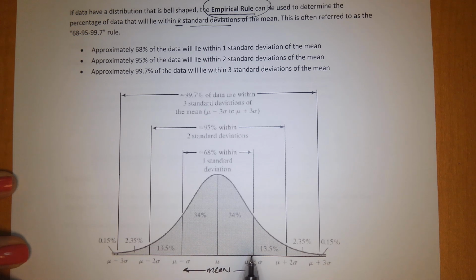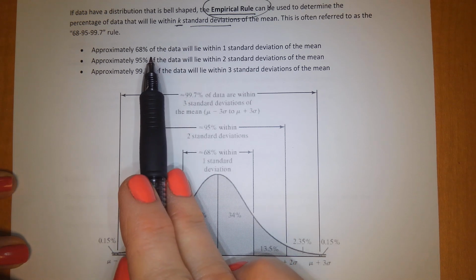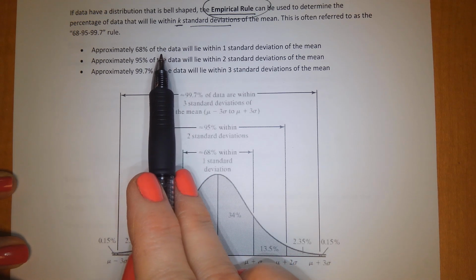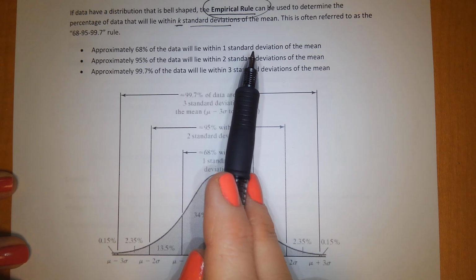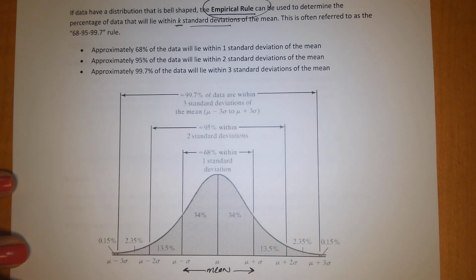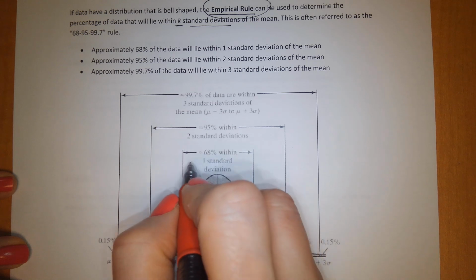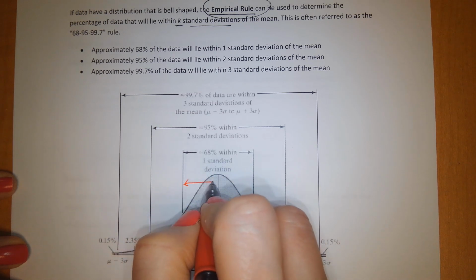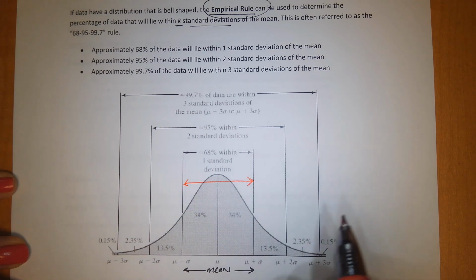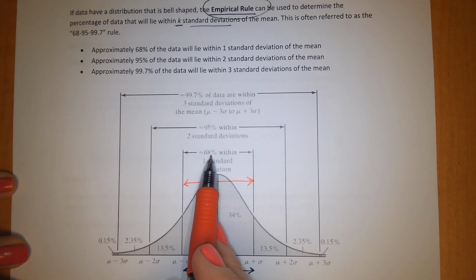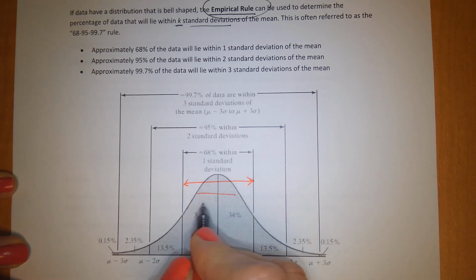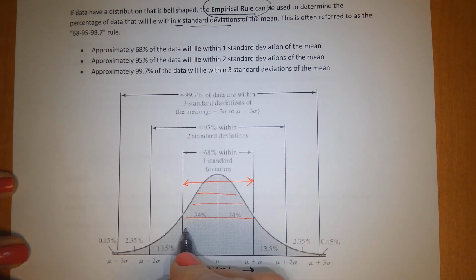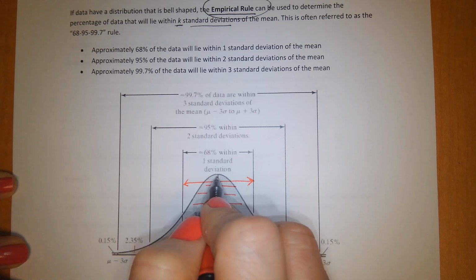And inside that range, what this is saying is 68% of the population data will lie within one standard deviation of the mean. So right here in the middle, this is going to be one deviation from the mean, and 68% of the population will lie in between there. So all of this data in here is 68% of the total population.